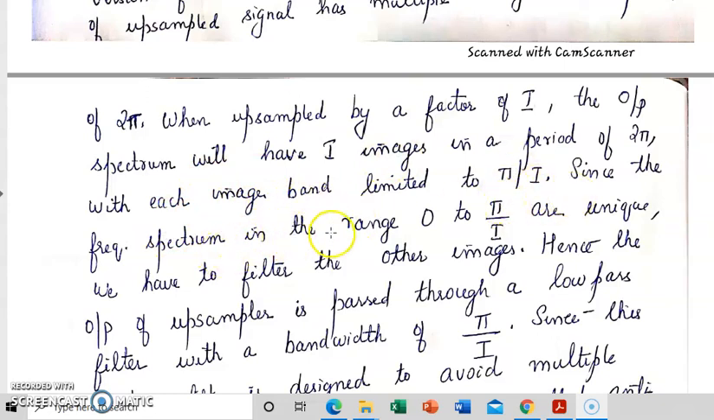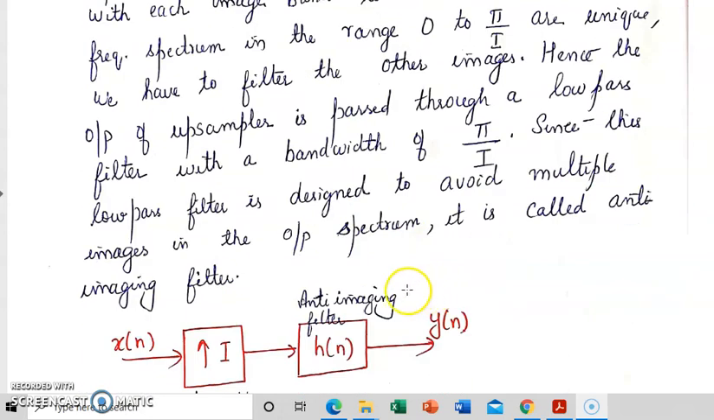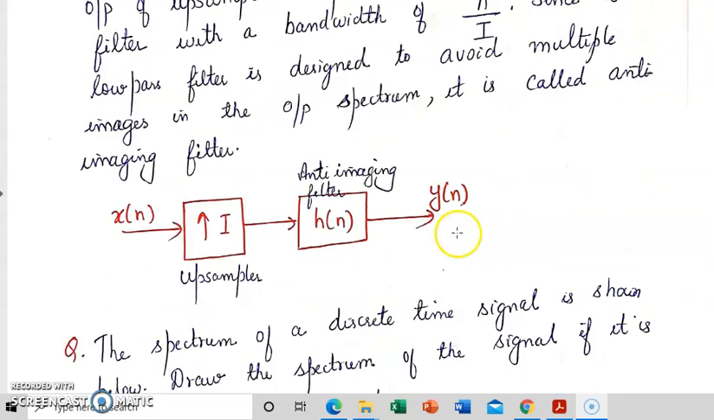Now, since the frequency spectrum in the range 0 to pi by I is unique, we have to filter the other images. Hence, the output of upsampler is passed through a low-pass filter with a bandwidth of pi by I. Since this low-pass filter is designed to avoid multiple images in the output spectrum, it is called anti-imaging filter. So, our input signal is passed through an upsampler and this has to be passed through an anti-imaging filter. This anti-imaging filter removes the multiple images.